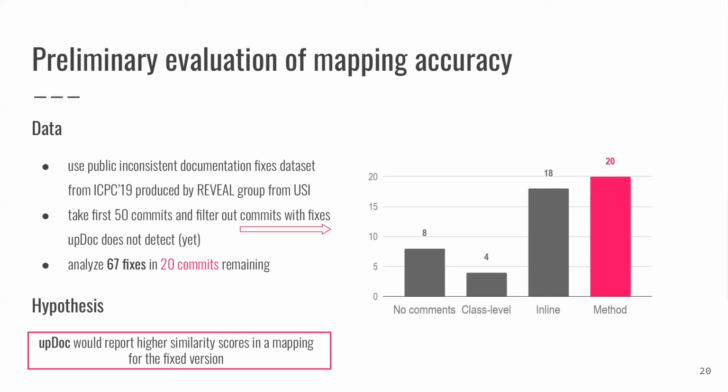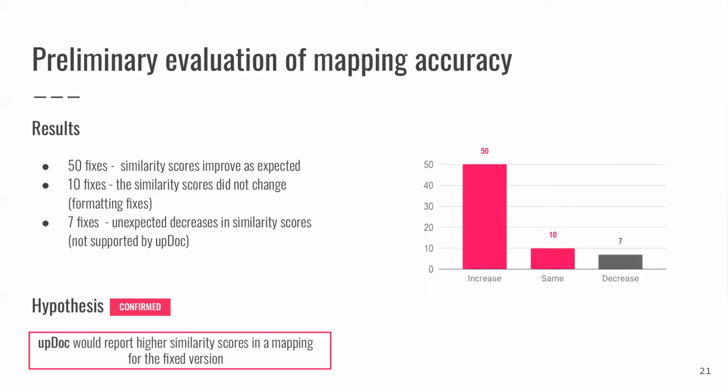In the bar chart on the right, you can see what has been filtered out. So basically, we filtered commits that only contained fixes that did not include changes in comments, that include changes in class level comments, that include changes in line comments, and we ended up with 20 commits that had 67 fixes in method level comments. Our research hypothesis for the experiment was that our tool Updoc would report higher similarity scores in the mapping for the fixed version.